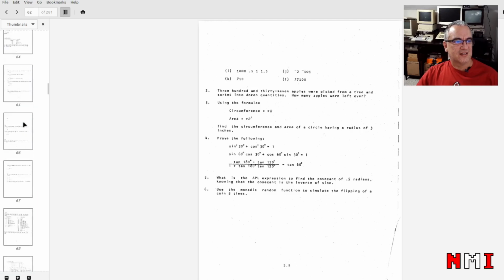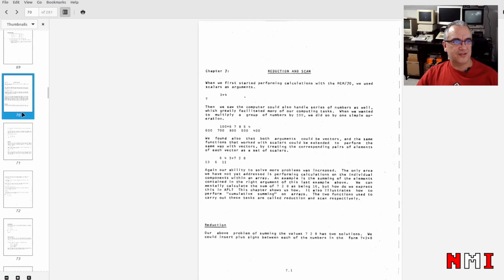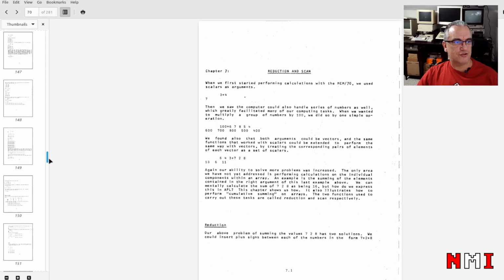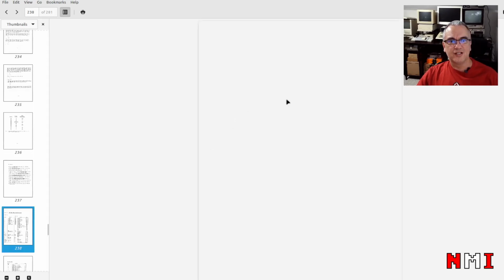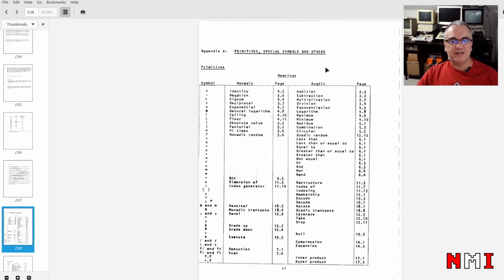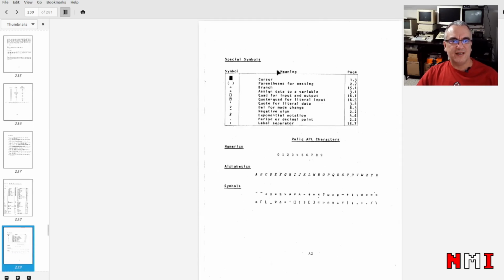I also found, let me see, where is that? On page 238, we can see all the special symbols and their meaning, right? And that's where we find this del for mode change, for example, and this quad, which is used for input and output and so on.